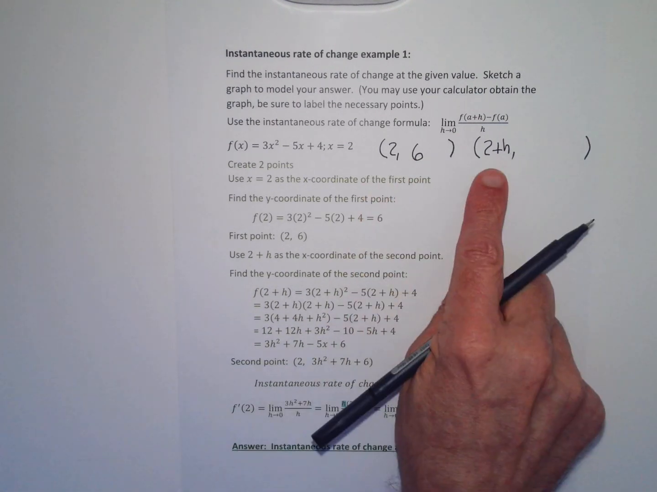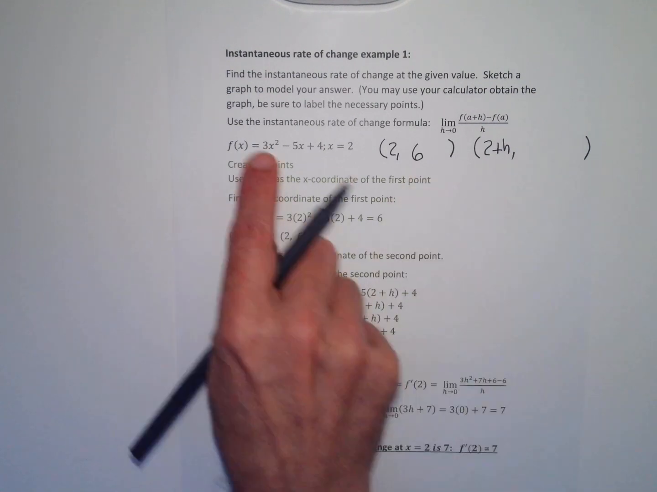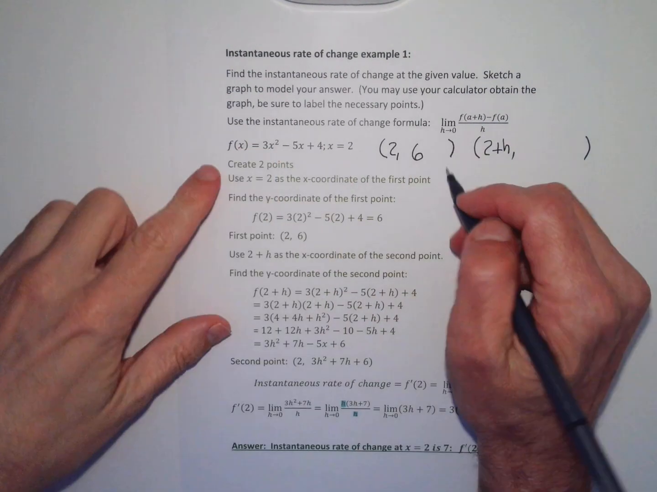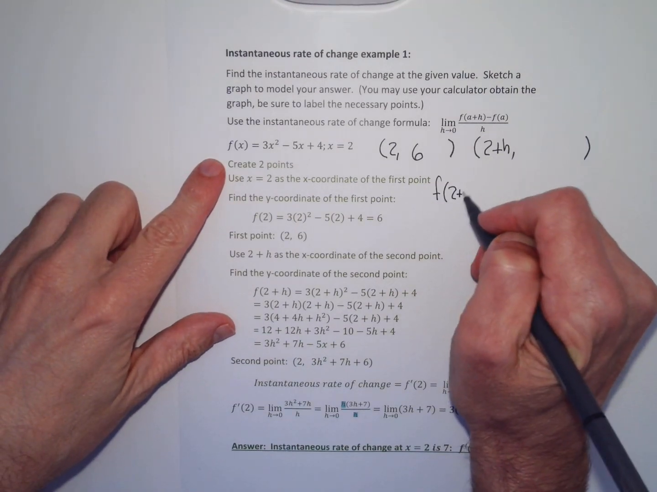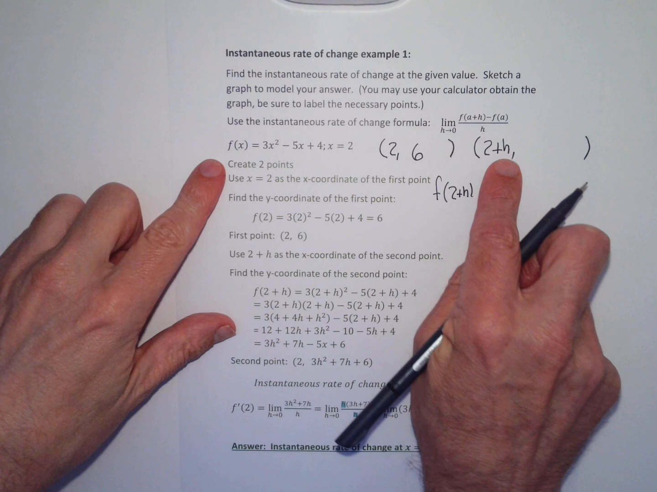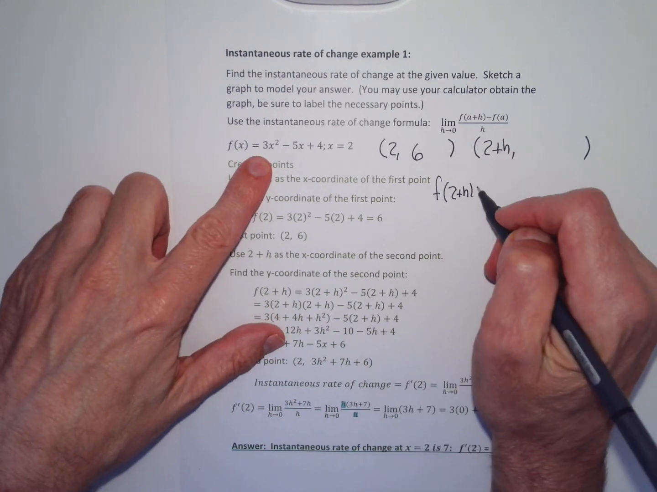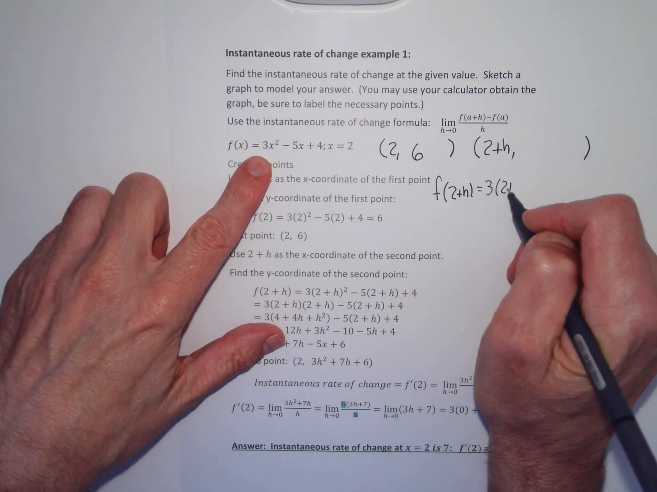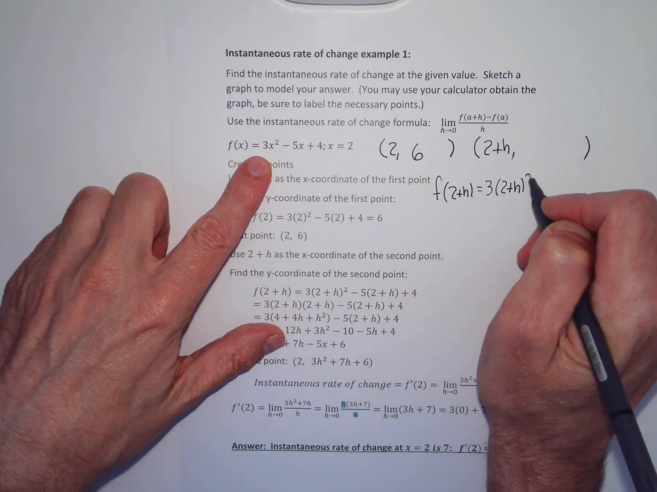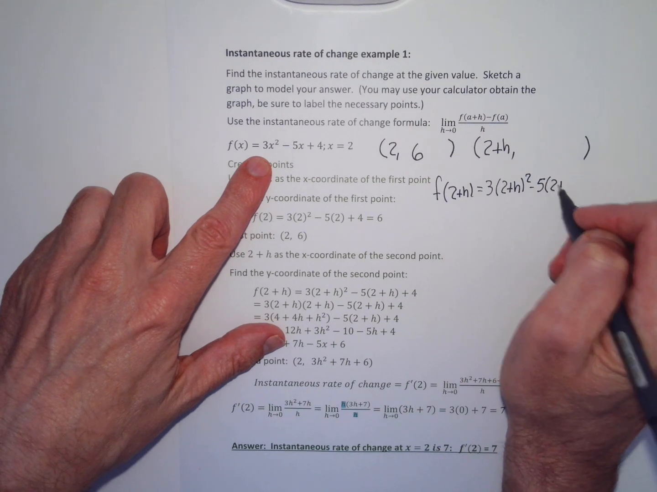To get the second point, I need to take each x in my function and change it to 2 plus h. So to do f of 2 plus h, that's the x-coordinate of the second point. To get y's, I take the function that's provided to me and I change all the x's in the function to that x, in this case 2 plus h.